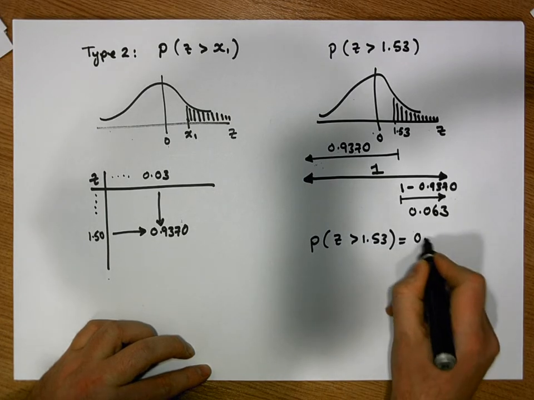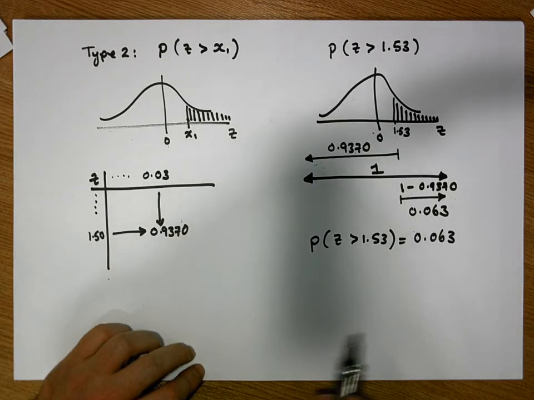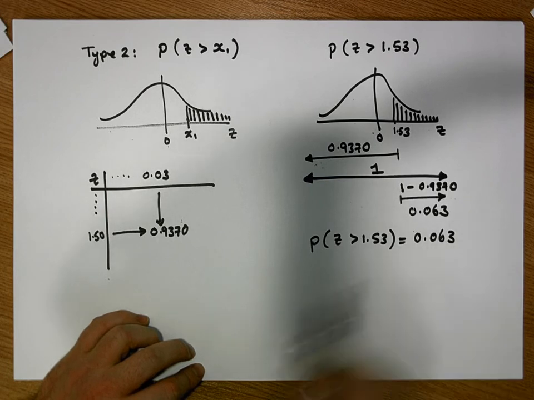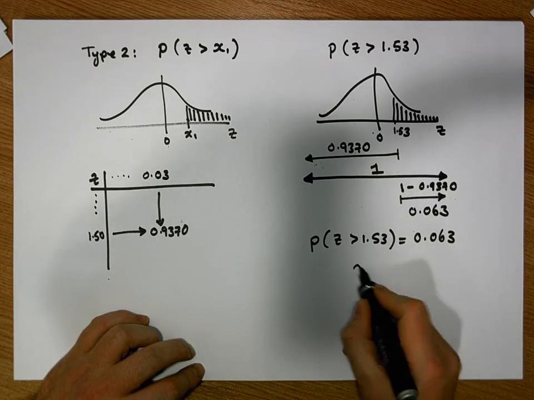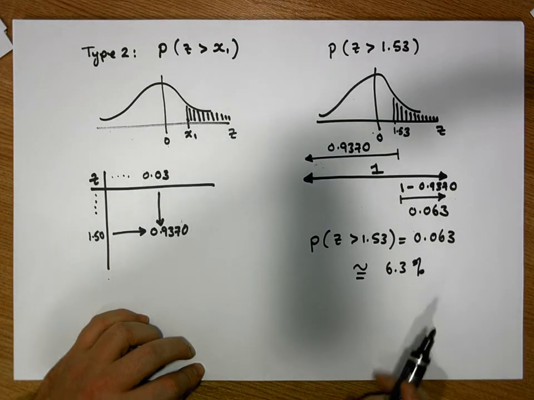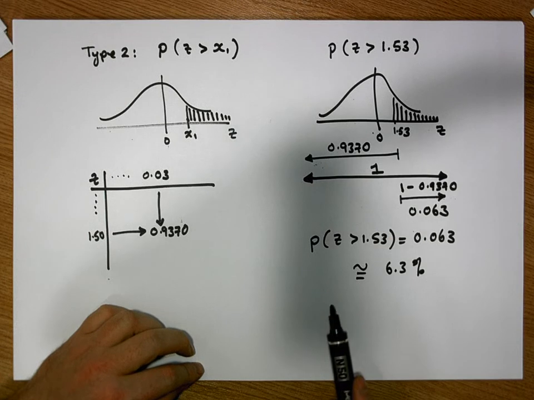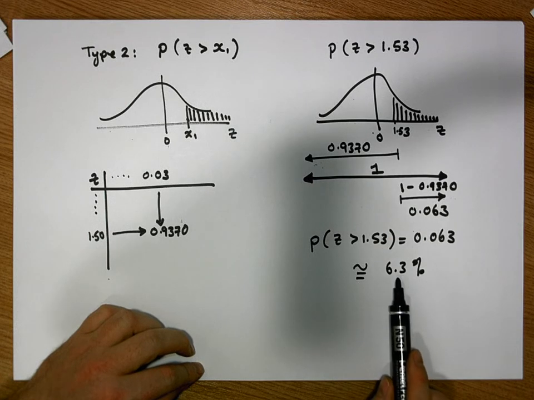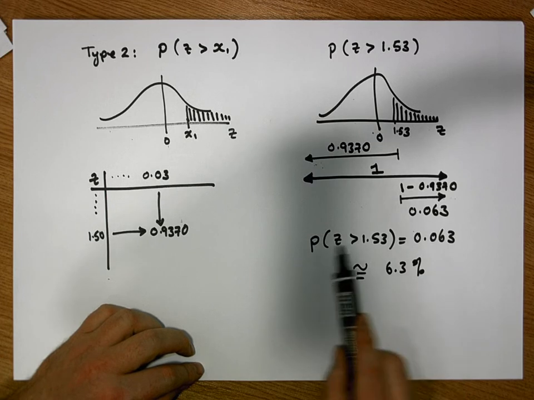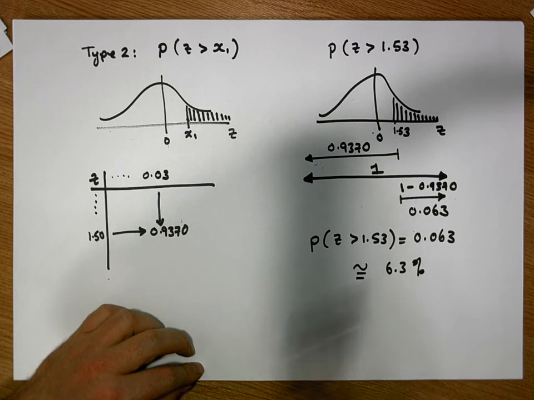So the probability of observing a z-score that's greater than 1.53 is equal to 0.063. Like all of our other probabilities, we could also convert this to a percentage. We convert a decimal to a percentage by multiplying by 100, so this is approximately equal to 6.3%. In other words, you're going to see a z-score greater than 1.53 about 6.3% of the time. Or the probability of observing a z-score greater than 1.53 is equal to 0.063.